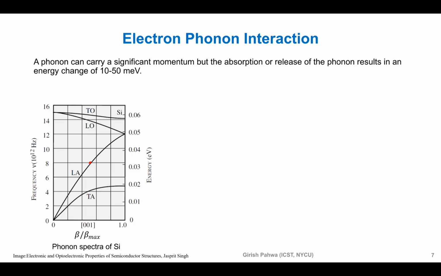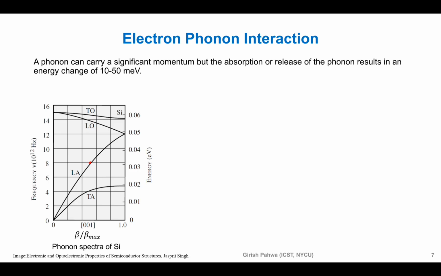So the energy of the phonon is very, very small. It can change the momentum by a large amount, but it cannot change the energy by a large amount. One single phonon cannot do that. So how will the phonon interaction look in the EK diagram? It can change the momentum, it can change the k vector. When an electron collides with a phonon, the momentum of the electron will change.